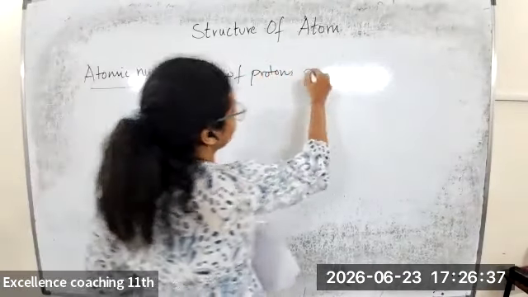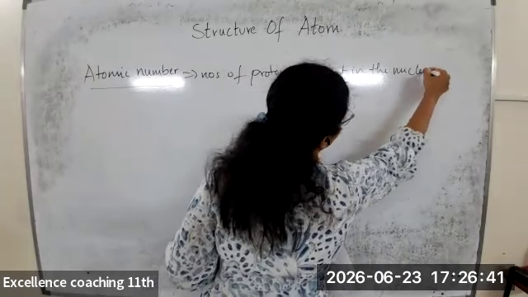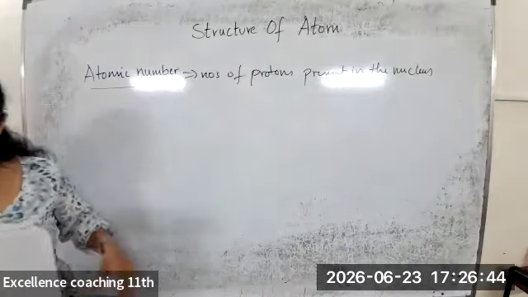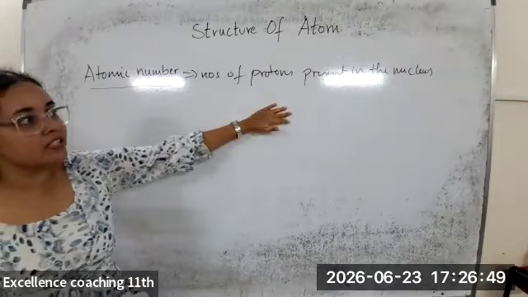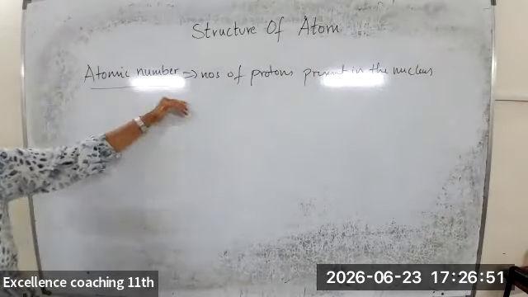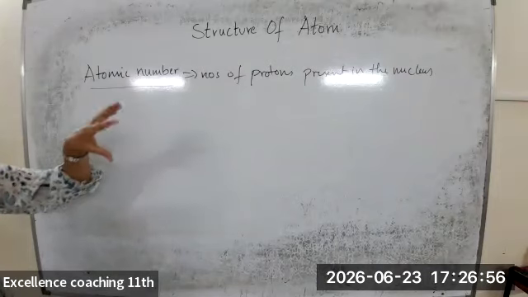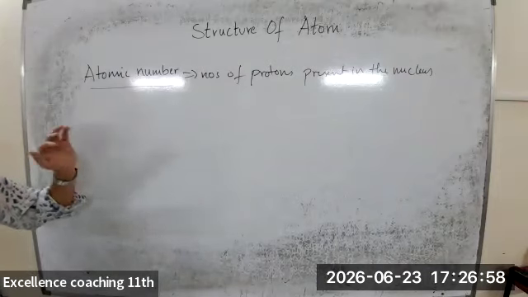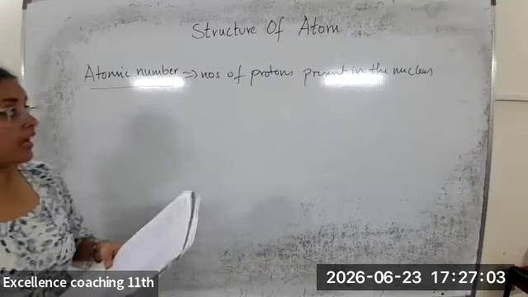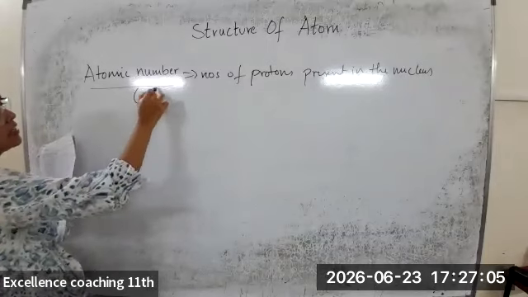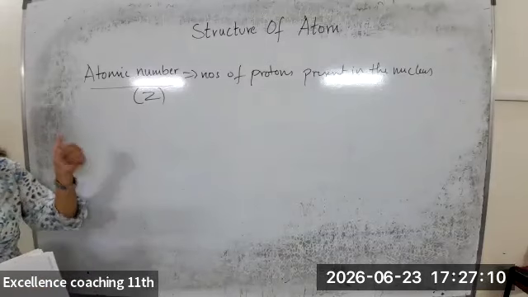protons present in the nucleus. Atomic number is nothing but the number of protons present in the nucleus. Atomic number can also be the number of electrons present in the atom, provided it is a neutral atom. Atomic number is represented by capital Z. This you all have to know.